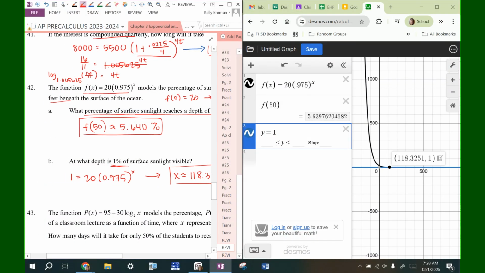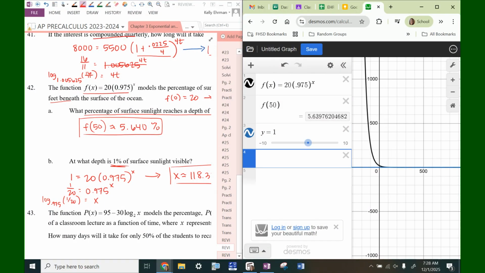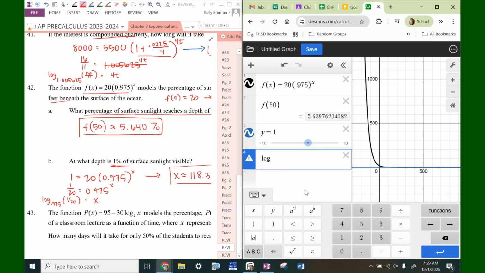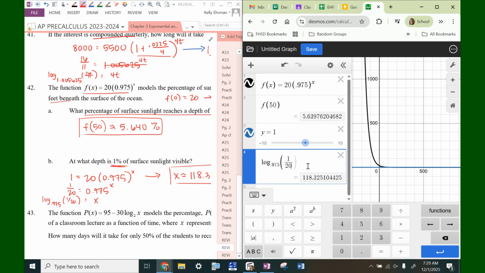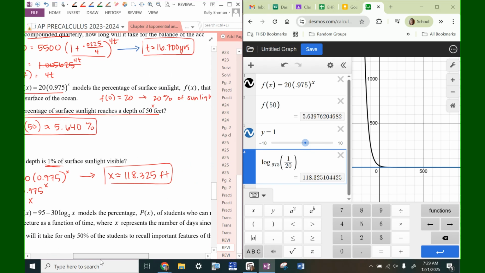What if I wanted to solve algebraically? Divide by 20. How do you get rid of a base 0.975? You take log base 0.975 of both sides. And that would be our answer for x. So let's double check that. So log base 0.975 of 1/20th. Use shift hyphen, which is your underscore. Oops. And yeah, the answer is the same thing I got, 118.325.